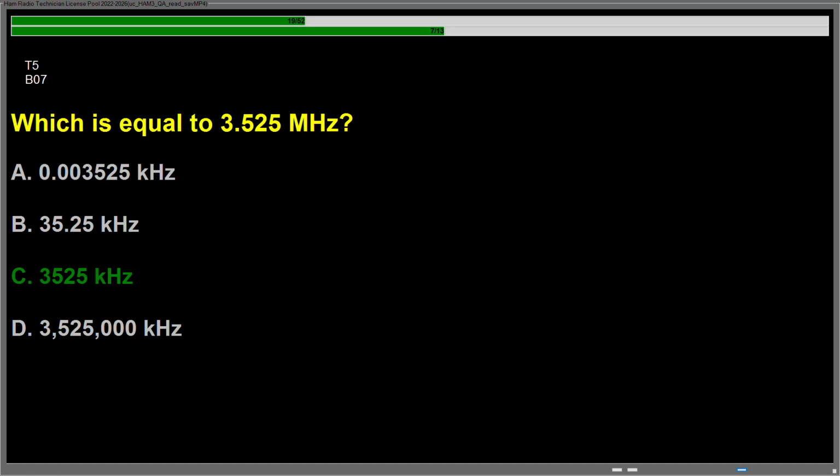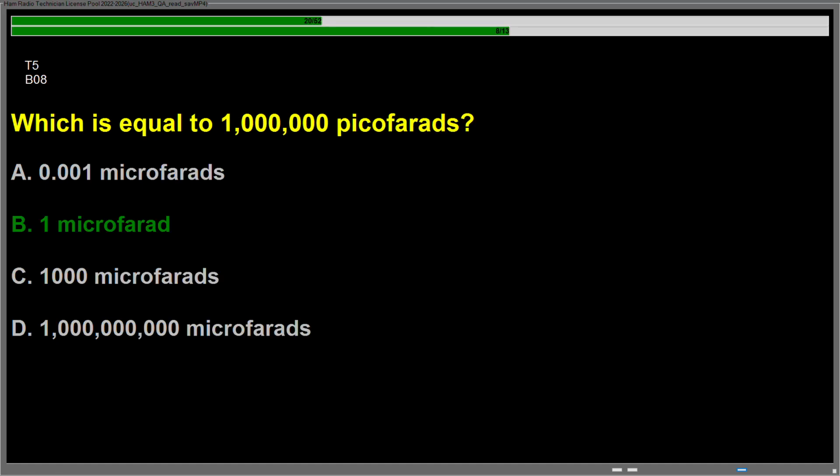Question Bravo 07, which is equal to 3.525 MHz? Answer is C. 3525 kHz. Question Bravo 08, which is equal to 1 million picofarads? Answer is B. 1 microfarad.